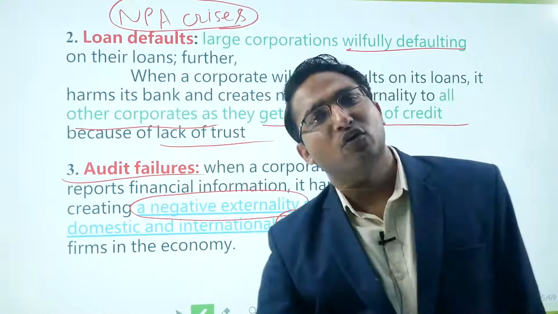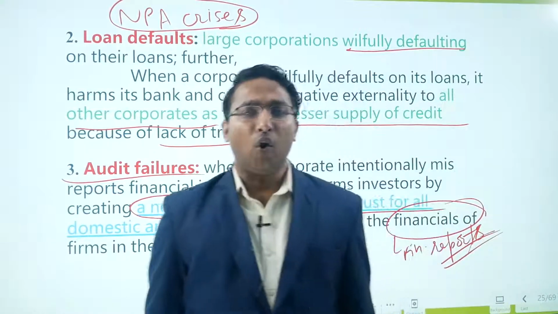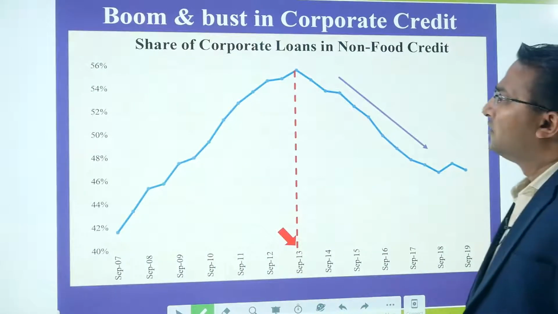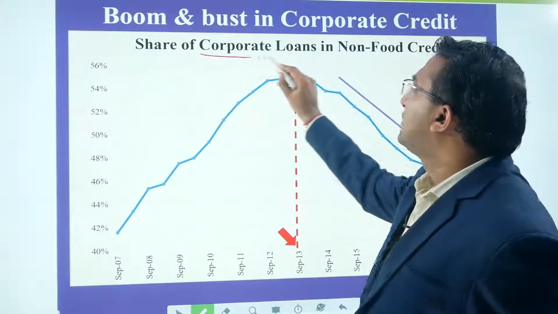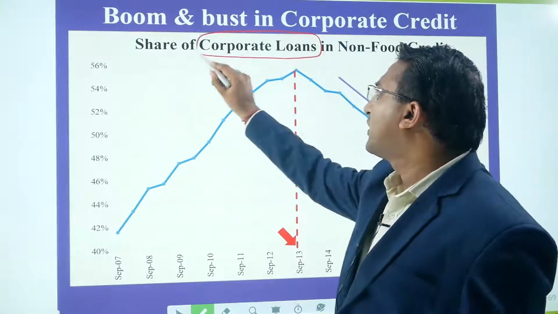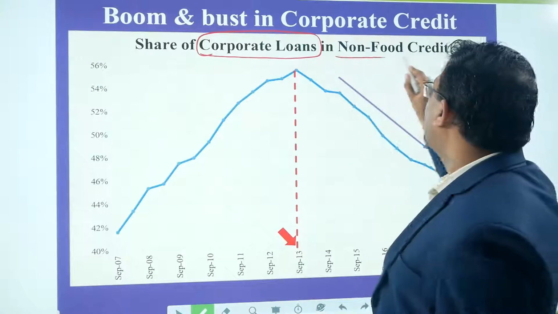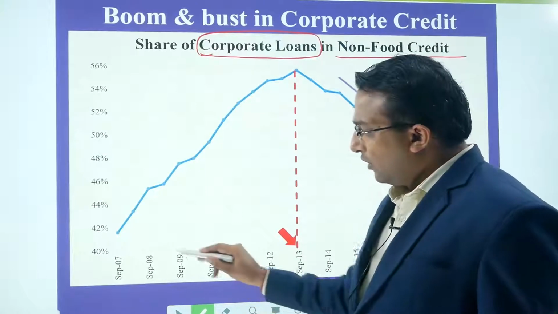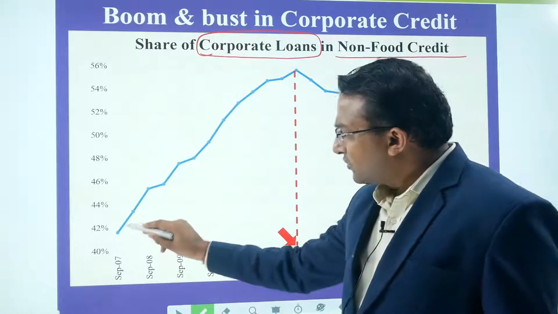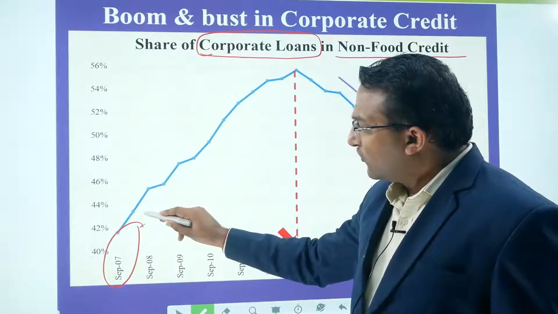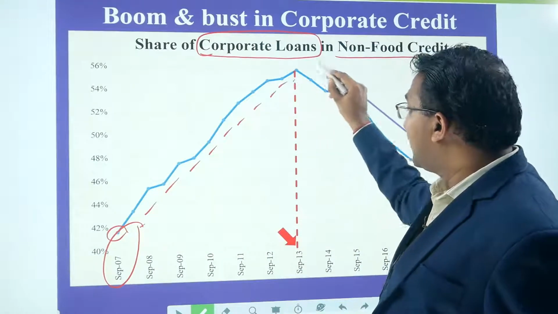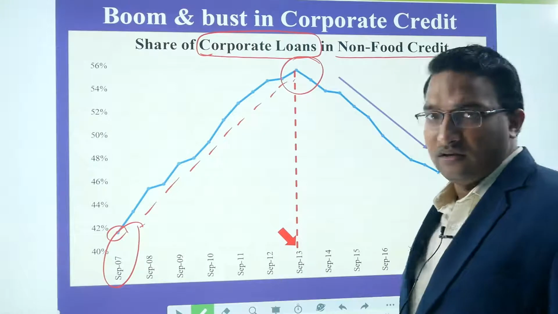So this is the third point. The first point is about the corruption, the second point is about the loan defaults, and the third point is about the audit failures. Here you can see how the share of corporate loans, the loans which have been given to the corporate sector in the non-food credit, has been reduced. You can see in 2007 it was very less. Suddenly it increased. In 2013 it reached its peak.